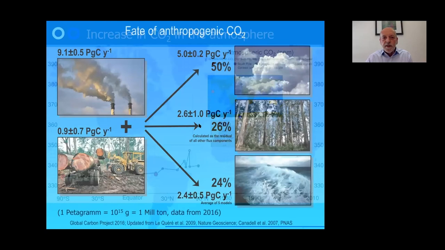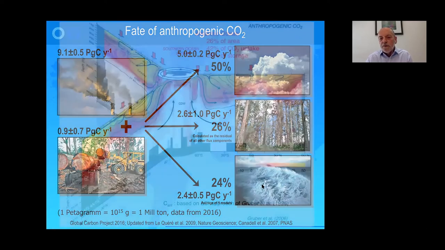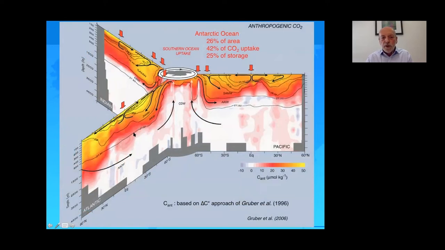Okay, so this is the increase in CO2 in the atmosphere, but only 50% of what we release in the atmosphere really stays in the atmosphere. There is also quite some uptake by the land biomass, particularly the Northern Hemisphere forests are taking up like one quarter, and another quarter is taken up by the ocean. And so what does this do? This uptake of CO2 in the ocean, where is it? And this is shown here roughly.